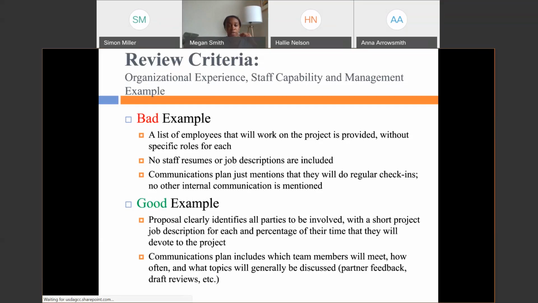A good example may include a proposal that clearly identifies all the parties to be involved with a short project job description for each and the percentage of the time they will devote to the project. The communications plan includes when each team member will check in with each other, and the topics will also be generally discussed. Now, I will pass the mic over to Simon, who will go over additional review criteria.